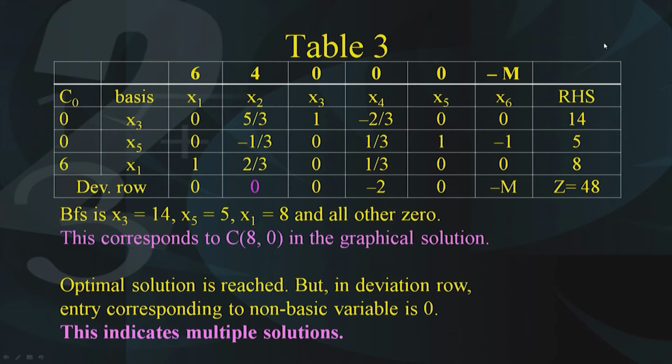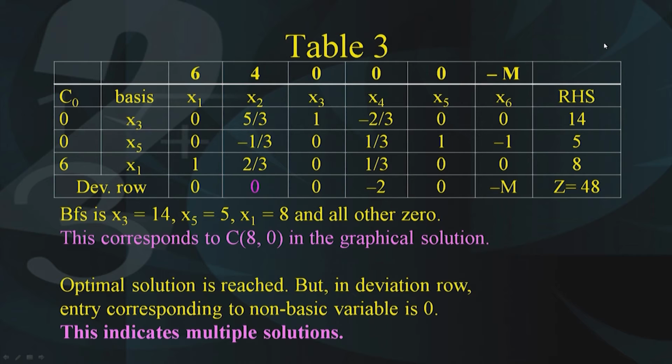Now, as you know, in the graphical method we have seen that C is one of the multiple solutions. How to get the other multiple solution, that is D? Although the stopping criterion has been achieved, we need to find one more multiple solution. So, we need to perform one more iteration. And how to perform one more iteration? We need to make one variable enter the basis. Now, the question is, which variable should we enter the basis?